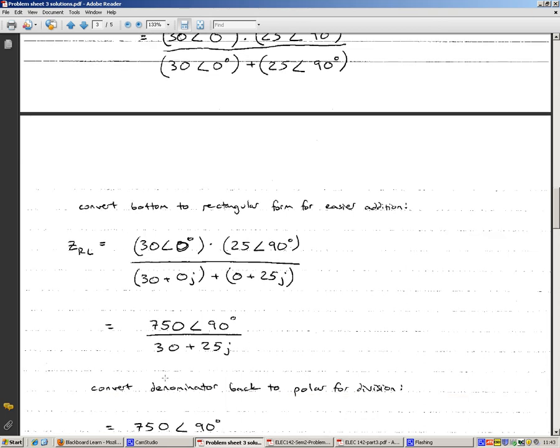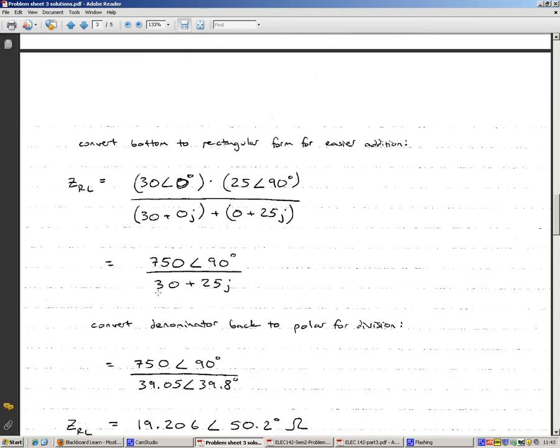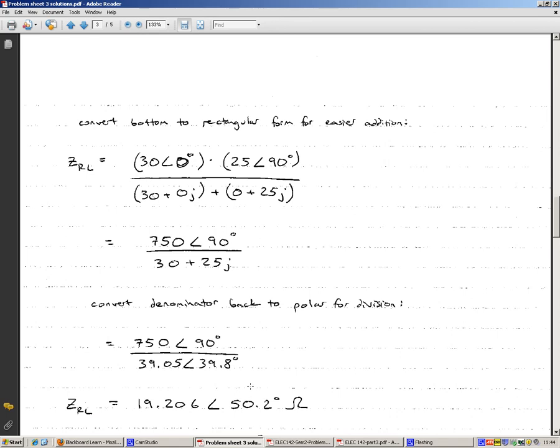Next up, we need to do another step. We're going to convert the denominator back to polar form to perform the division. So that's what we've done there, just in the calculator. This gives us a magnitude of 39.05 at an angle of 39.8 degrees. So we can then do that division. So it's 750 divided by 39.05, which gives us 19.2. And for the angles, it's 90 degrees minus 39.8 degrees, which gives us 50.2 degrees.